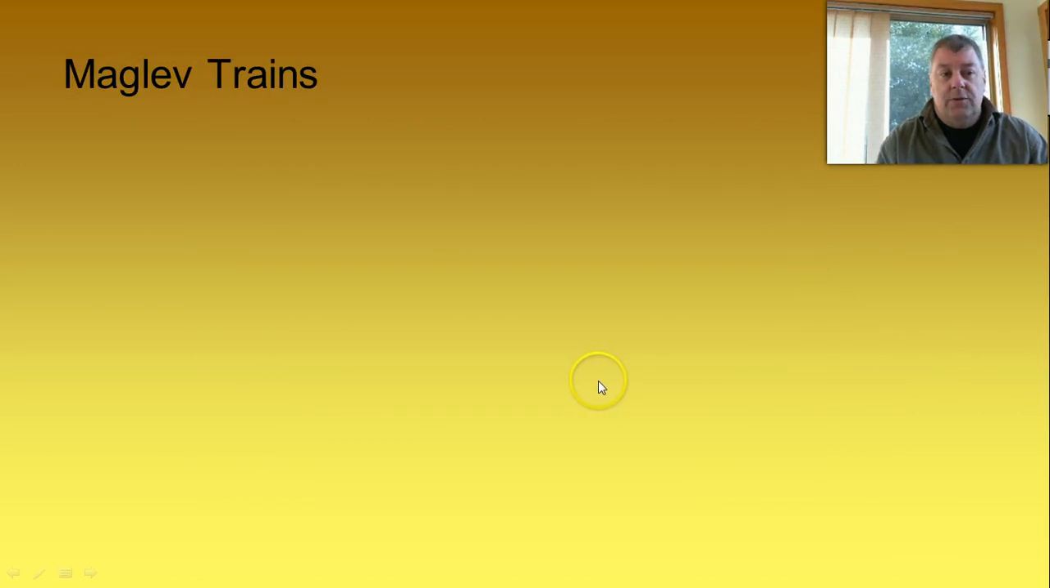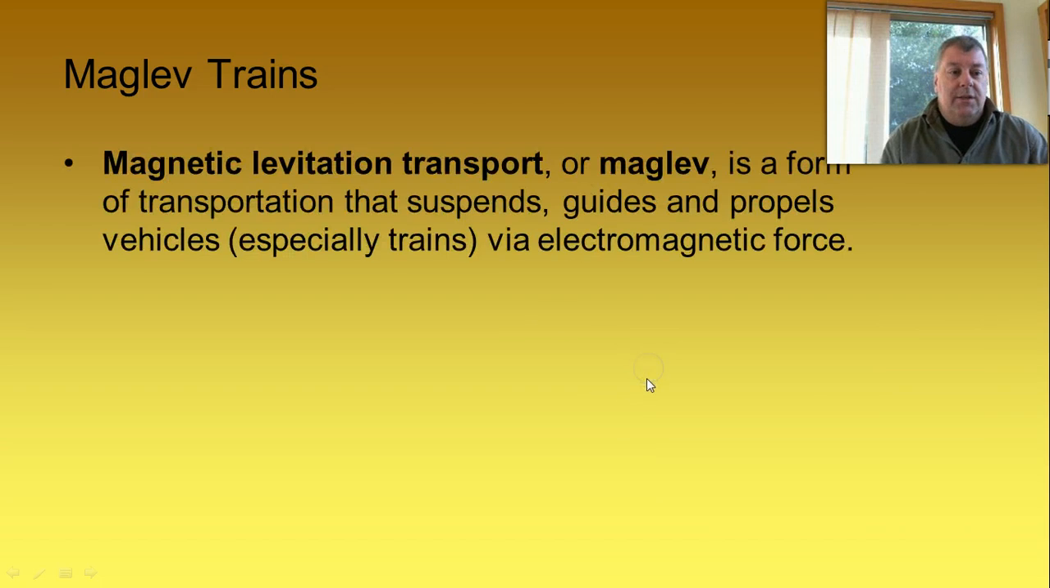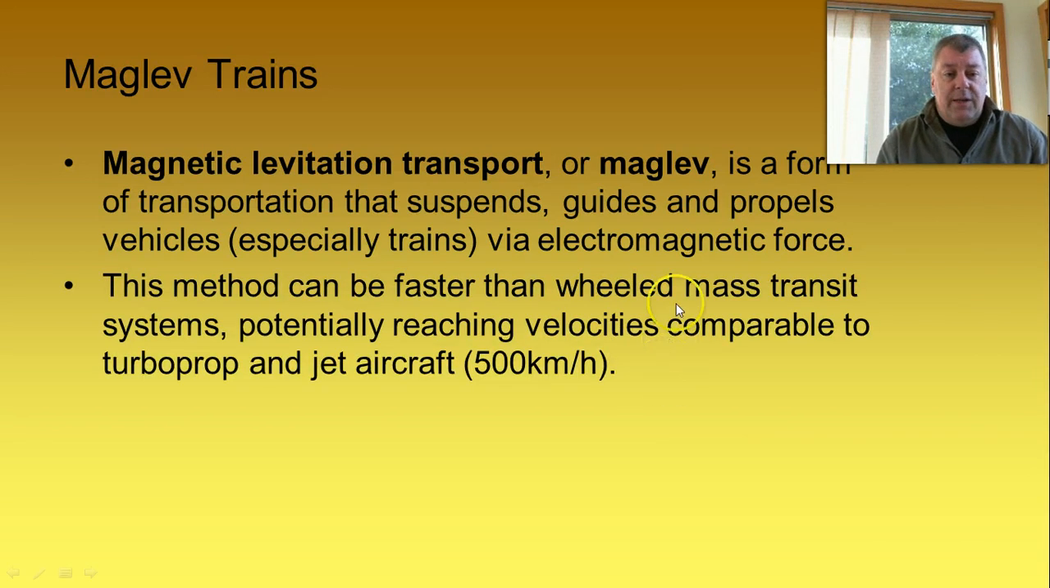Maglev trains, or magnetic levitation trains. This is where things move, trying to reduce the amount of friction by levitating and using what's called an electromagnetic force, but also they don't just use it to levitate, they can actually use the interaction of magnetic fields to propel the vehicle, the train. They can be much faster than wheels because of less vibration, less bearings, less friction, all sorts of things, and they can reach up to 500 kilometers an hour.